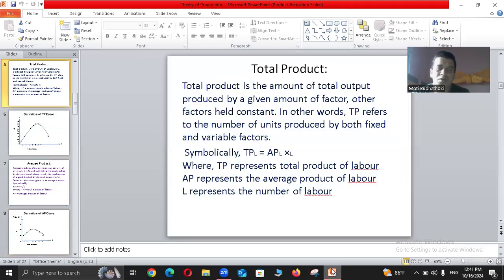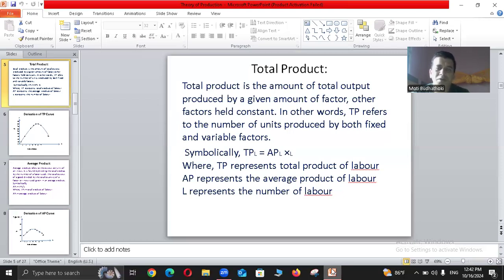Now, total product is the amount of total output produced by a given amount of factors, other factors held constant. In other words, TP refers to the number of units produced by both fixed and variable factors.